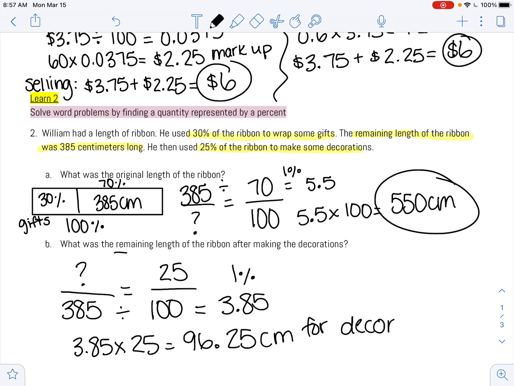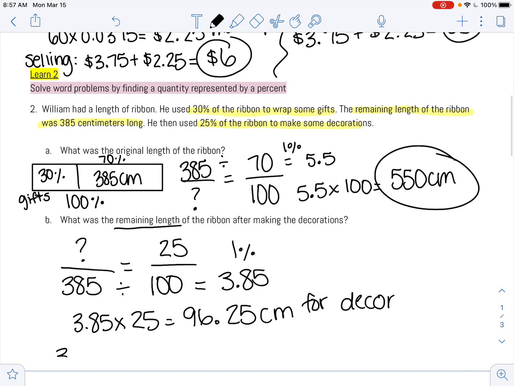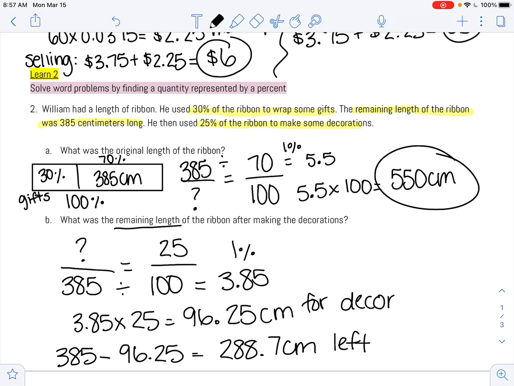So in finding the remaining length, we have to subtract. And what's left over would be 288.75 centimeters.